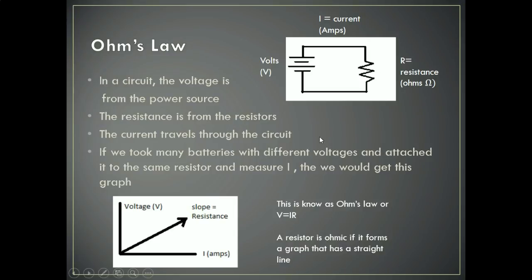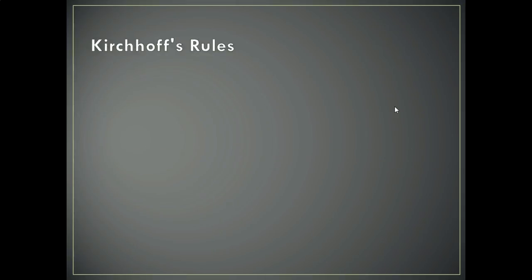And by the way, voltage is measured in volts, current is measured in amps, and resistance is measured in ohms, or this little symbol here that looks like an upside down horseshoe. So that's the units and what Ohm's law is, and we're going to be using this a lot. So in addition to Ohm's law, we have to know two of Kirchhoff's rules.